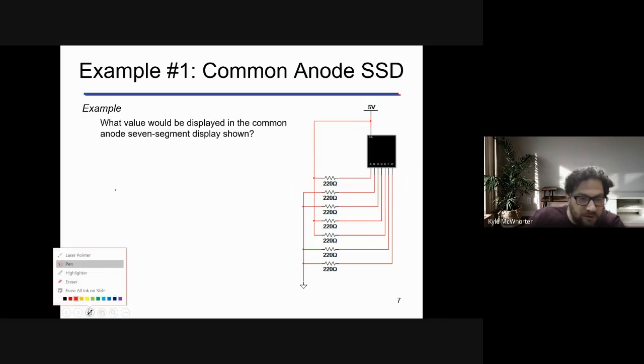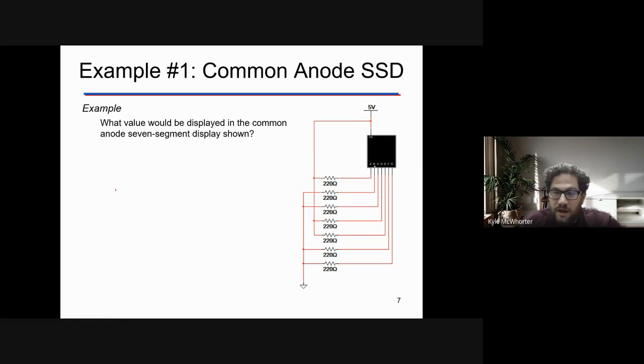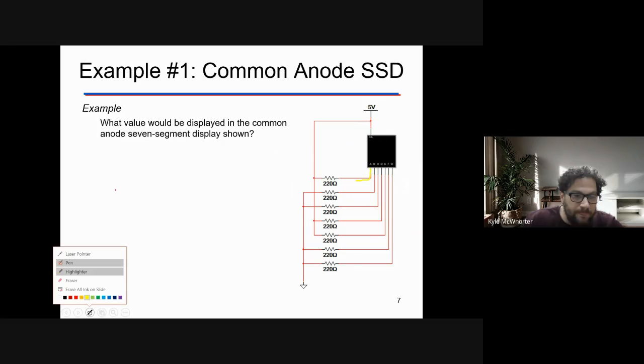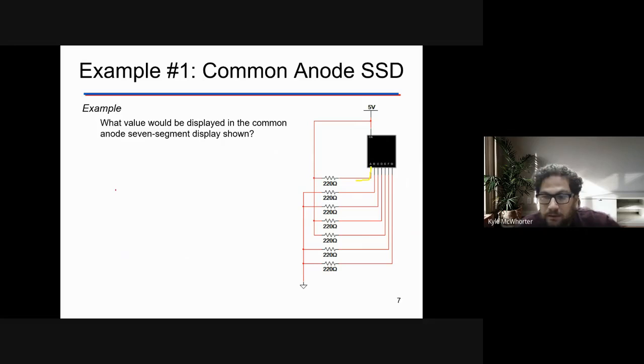Let me see if I can get a highlighter here. So A, if we look at A, so that's a pen, get a highlighter. Okay, so A, we look at the terminal A, it hits the resistor, and then it connects back up to the 5-volt power supply. So we've got 5 volts here and 5 volts there, so that A is not going to light up.